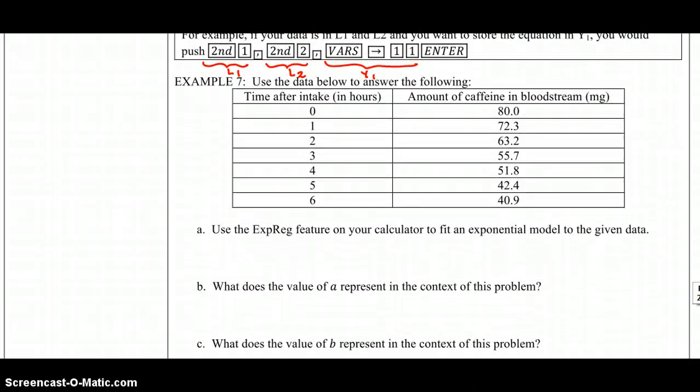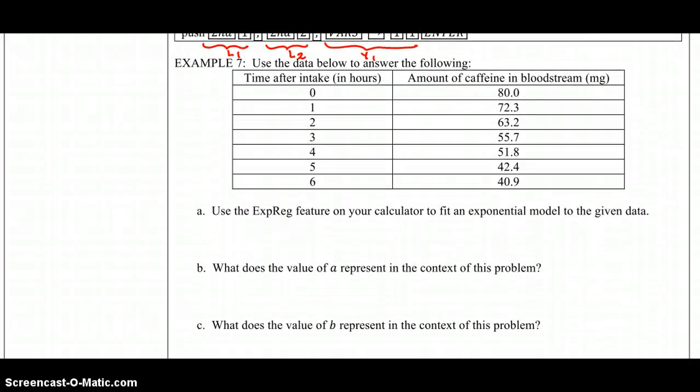Okay. So example 7 says to use the data below to answer the following. It gives the time after intake in hours and the amount of caffeine in the bloodstream. Initially they took in 80 milligrams of caffeine, and then that caffeine wears down throughout your system as the hours go by.